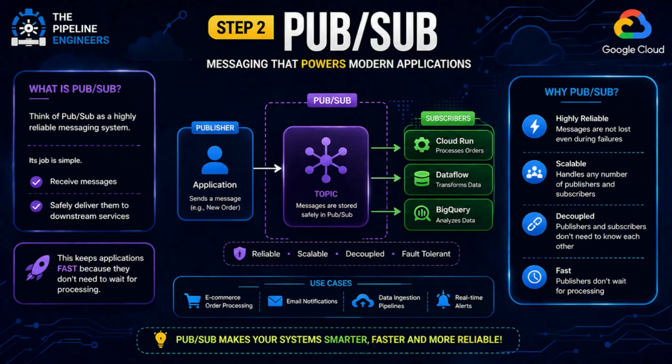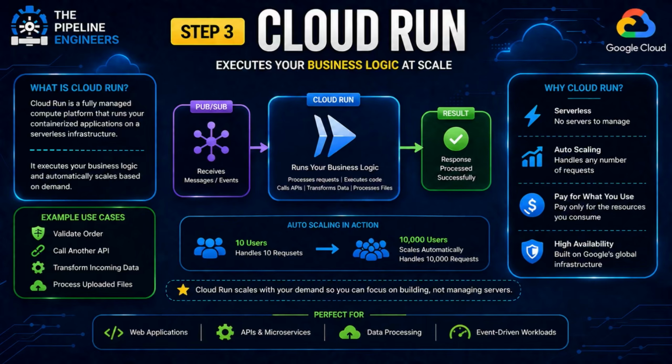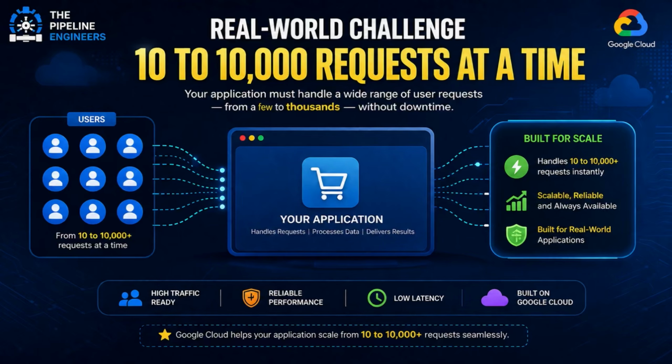Now Cloud Run. Cloud Run executes your business logic. For example, validate the order, call another API, transform incoming data, or process uploaded files. Cloud Run automatically scales depending on incoming traffic. If 10 users arrive, it handles 10 requests. If 10,000 users arrive, it scales automatically to handle those 10,000.